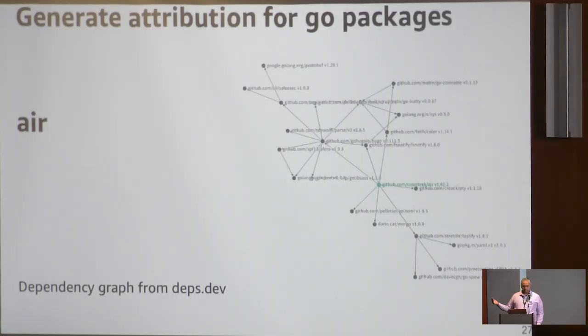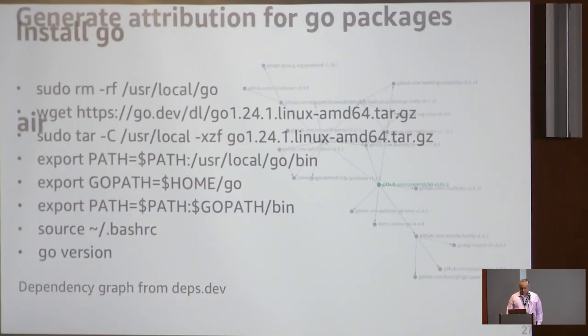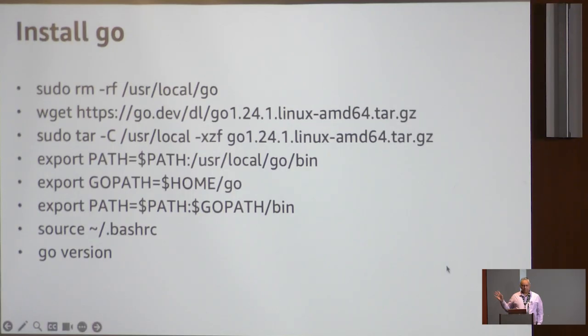Now I also used Go packages to generate attribution for Go. Here I used the Air project from Go, one of the more popular Go projects, and you can see that it has a fairly complex dependency graph. On Amazon Linux, it was a little bit tricky for me to install Go. I'm not a software engineer, so I used an AI tool to learn all these languages. I did some iterative work to make sure that I was able to install all these package managers.